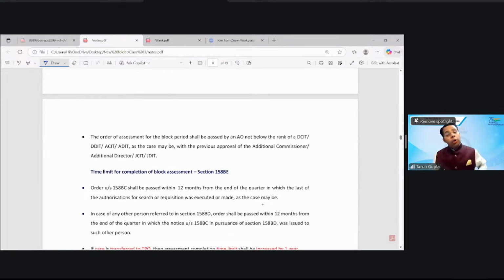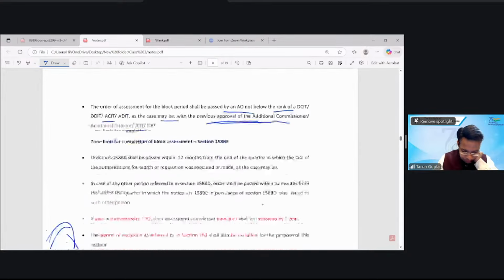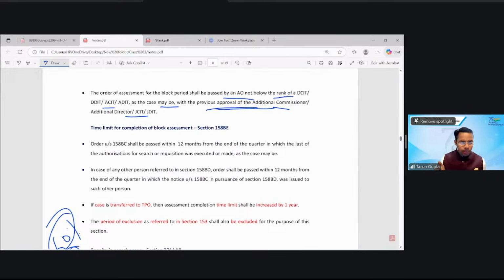Now, I told you for passing the assessment order for the block assessment, the AO needs an approval of additional or joint, as the case may be. So, for two things, he needs an approval. First, at the time of issue of notice asking the return, and at the time of passing the order. So, the order of assessment for block period shall be passed by AO not below the rank of deputy or assistant, as the case may be, with the previous approval of additional or joint. Okay. Now, time limit.